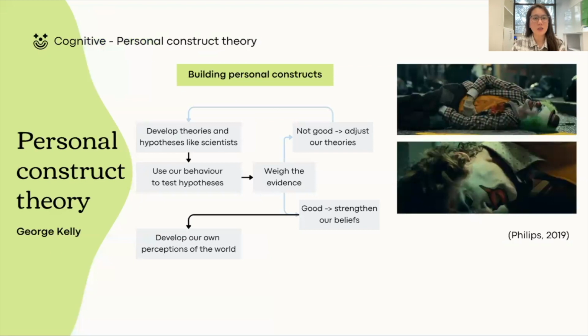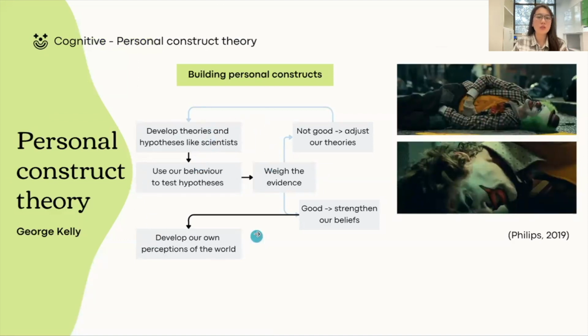Here, Kelly suggests that we should be like scientists, having our own theories and hypotheses about everything we encounter in life. We use our behaviors to test our hypotheses, theories, and assumptions, and weigh the results to adjust our hypotheses. If our evidence is good enough, then we come to the next stage, where we strengthen our beliefs. But if it is not, then we go back to the first stage, adjust our hypotheses and theories, and use our behavior to test them again until it works.